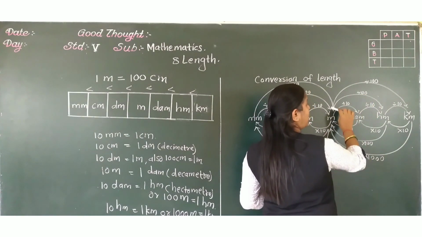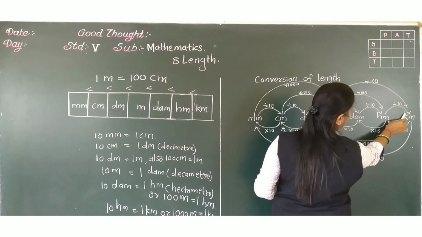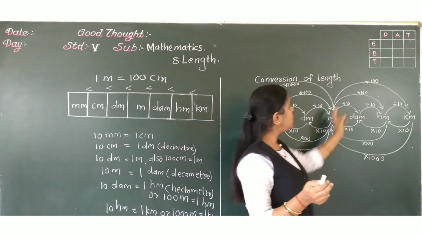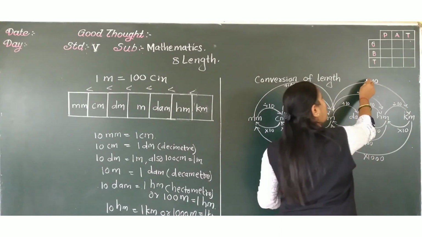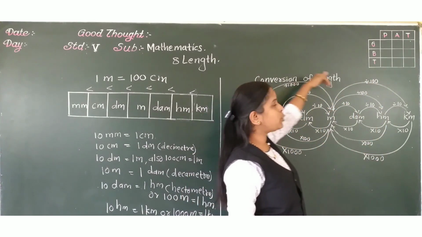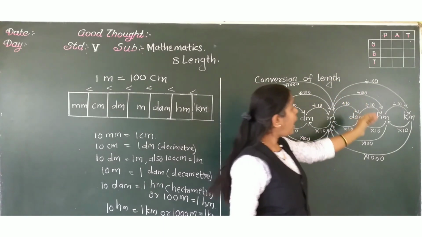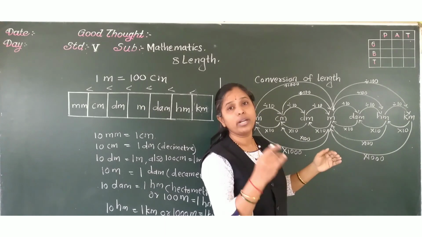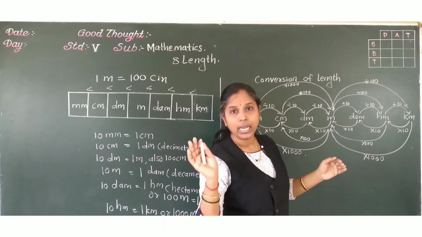And if you directly want to convert meter into hectometer, then 10 into 10 into 10, that is 1000. That means you have to divide it by 1000. Same in reverse: this was from smallest to biggest, so we have to do division. And from biggest to smallest, if you want to convert, you have to go on multiplying by 10.